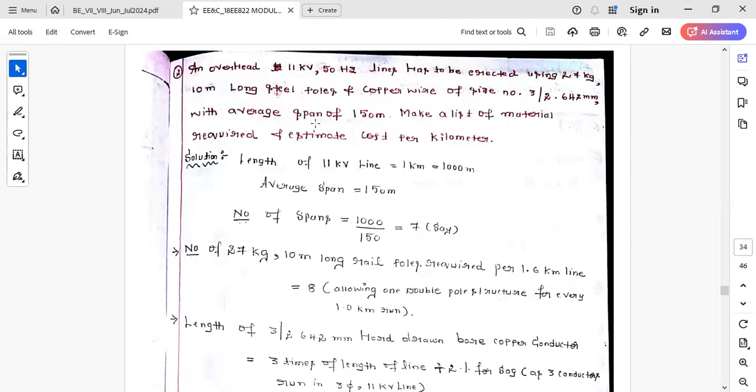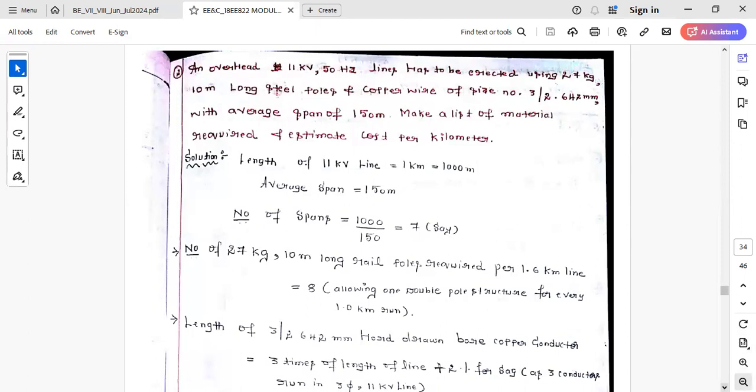Here we need to consider 8, because the number of spans is the number of poles. Here 7 is enough, but finally, at the last we need to connect one more pole for the last dead end pole. So that's why we need to take one extra.